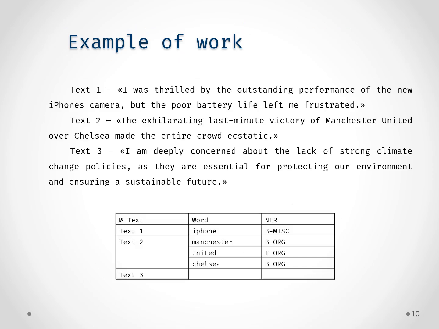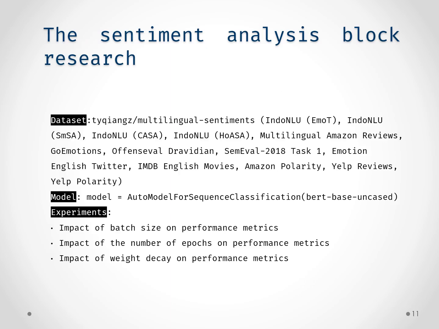The NER and POS-tagging results show the system's ability to identify named entities and parts of speech in sentences. Text 1 identified the iPhone as a MISC, miscellaneous entity category. The system identified iPhone as a different entity because the product name doesn't fit into standard categories such as person, organization, or location.